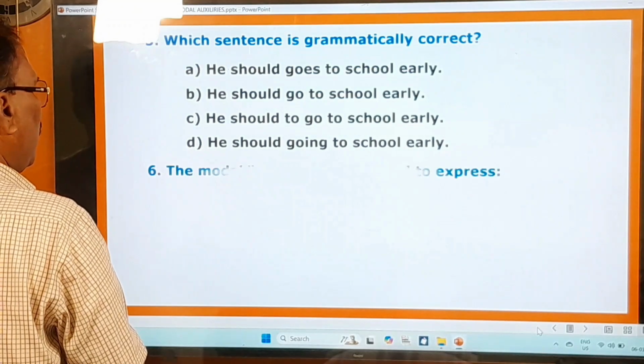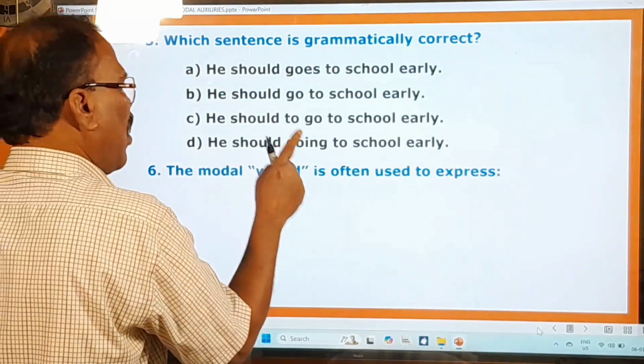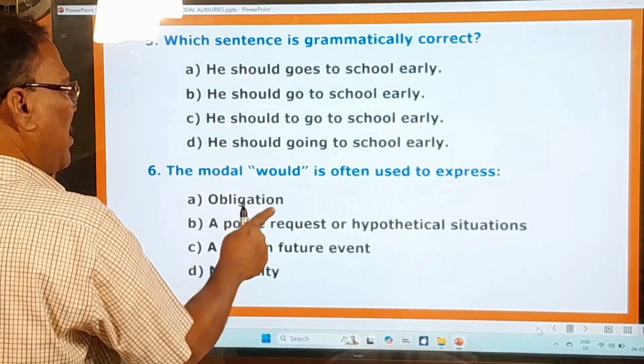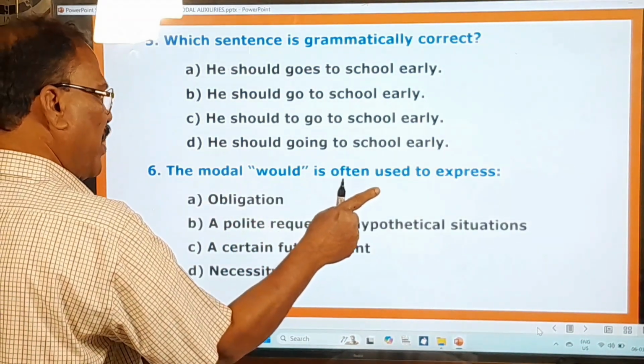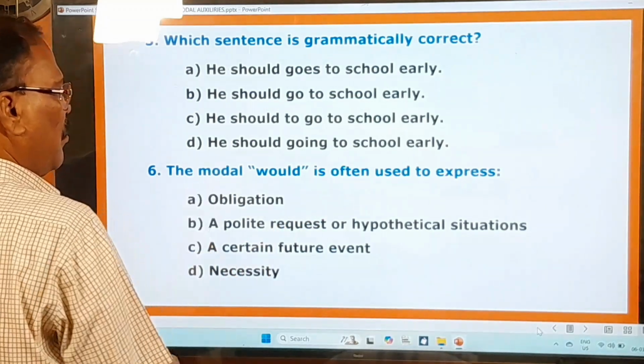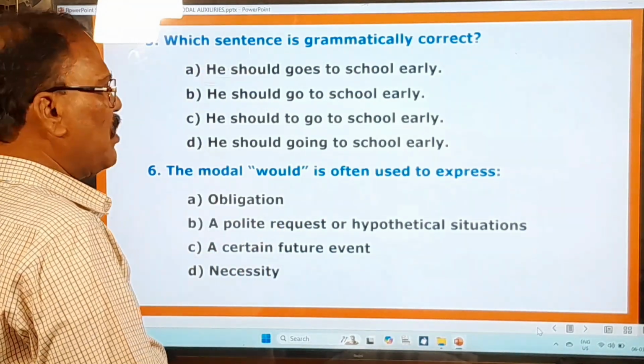Go to the sixth question. The modal would is often used to express obligation, a polite request or hypothetical situations, a certain future event, necessity. Okay, you know that answer very well. You move on to other questions.